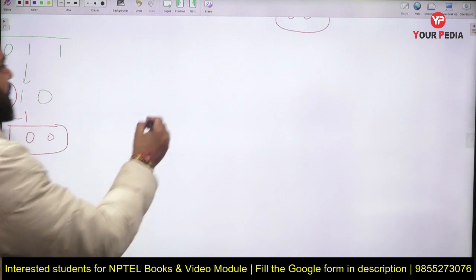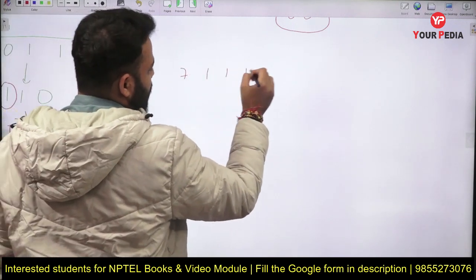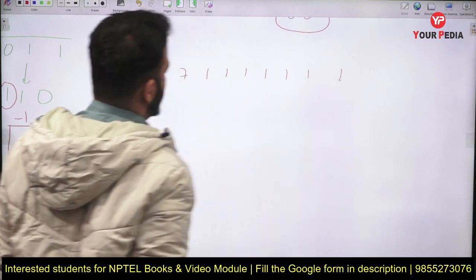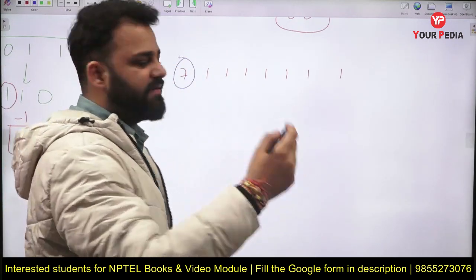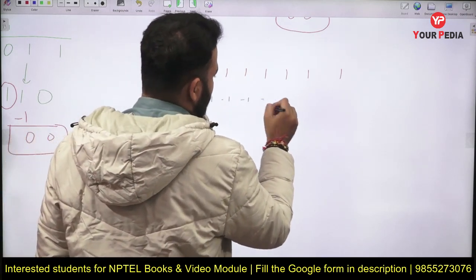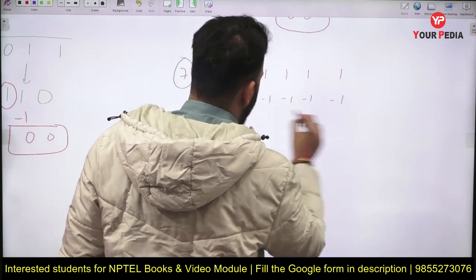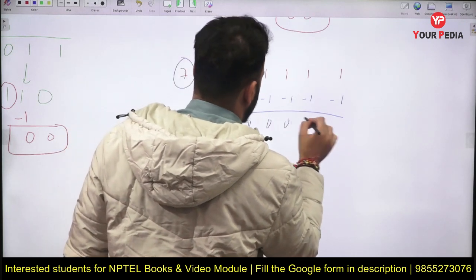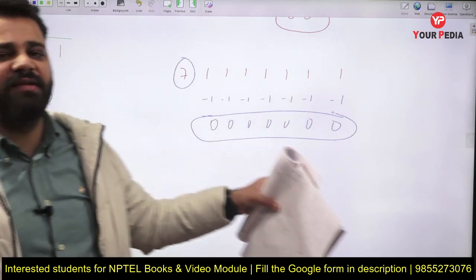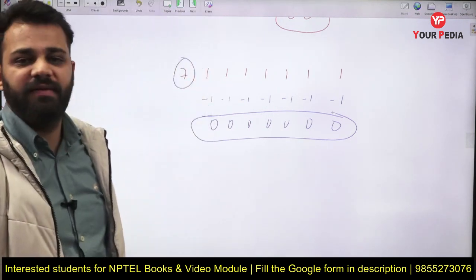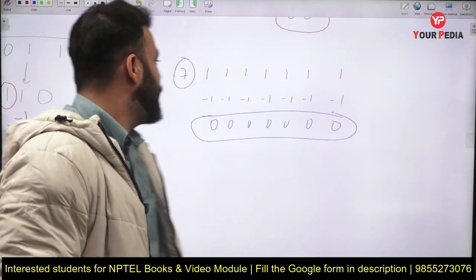Now the third option is 7, 1, 1. Now the first element is 7, so you will subtract 1 from the next 7 elements, 4, 5, 6 and 7. So you will get 0, 0, 0, 0, 0, 0, 0. So again you got all the zeros and no ones in this. So again this is also a graphical sequence.